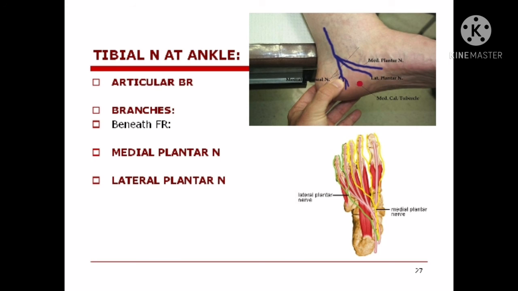The branches of tibial nerve at the ankle. These are the articular branches to the ankle joint and the branches passing beneath the flexor retinaculum on the medial side. These are the medial plantar nerve and the lateral plantar nerve as shown in the diagram above and below, on the medial aspect and the lateral aspect as the yellow and the green branches.